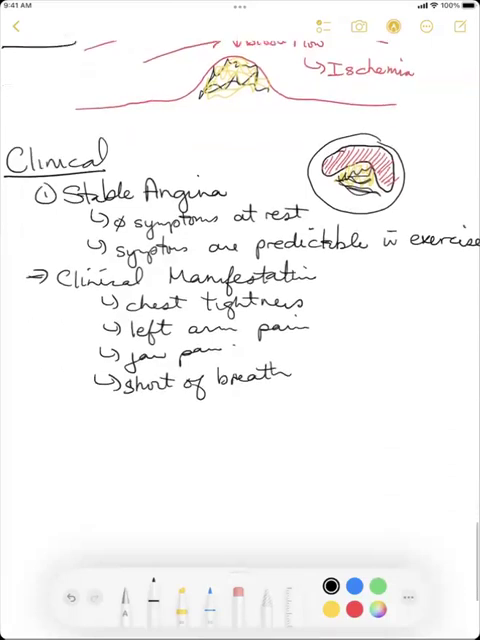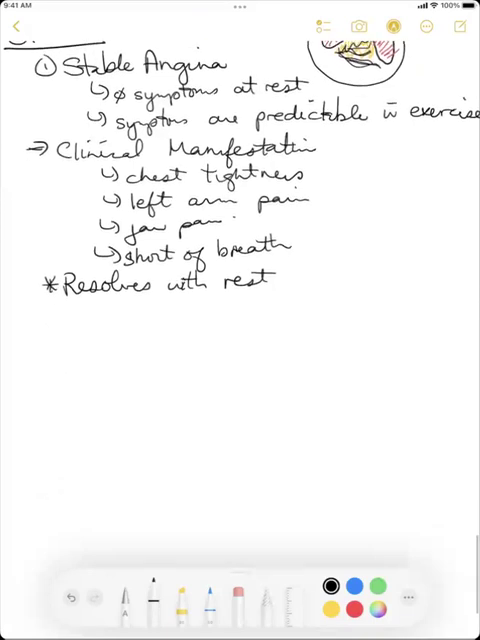Generally, when somebody has these symptoms and it's brought on by exercise, if they rest, the symptoms resolve within minutes. So the important piece is that it resolves with rest. It's called stable angina because the blockage is a stable size and the amount of extra blood flow that the heart needs is dependent on how much exercise is happening. So if there's a stable blockage, it's going to lead to a predictable pattern of signs and symptoms.